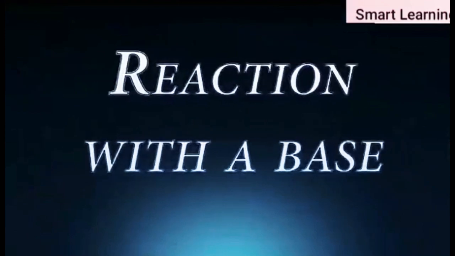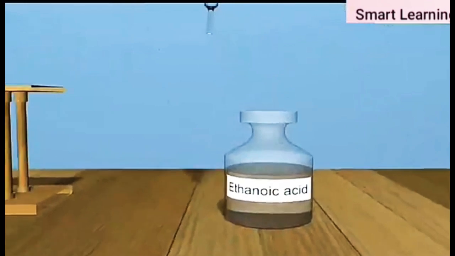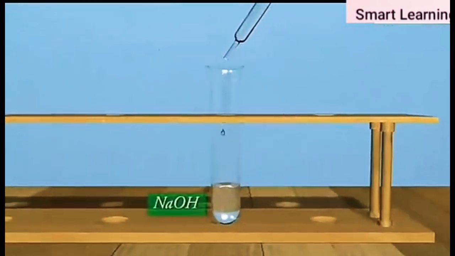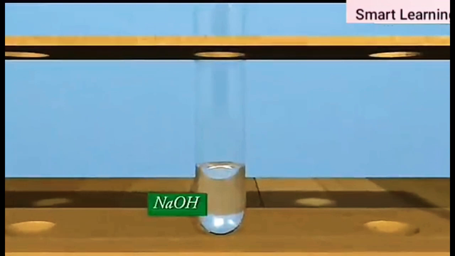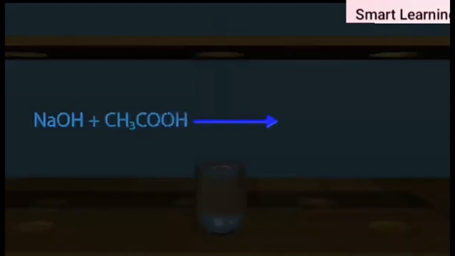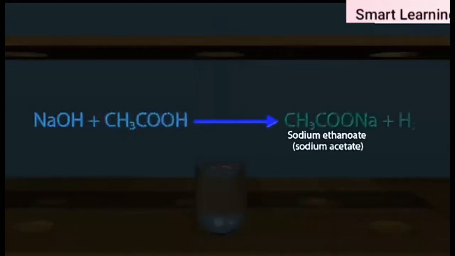Reaction with a base. Like mineral acids, ethanoic acid reacts with a base such as sodium hydroxide to give a salt, sodium ethanoate, or commonly called sodium acetate, and water. The reaction being NaOH plus CH3COOH gives CH3COONa plus H2O.